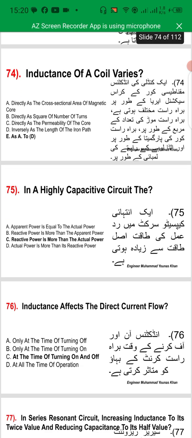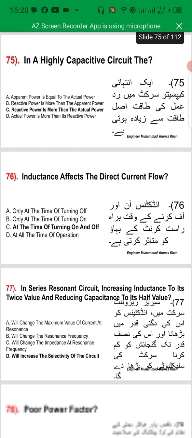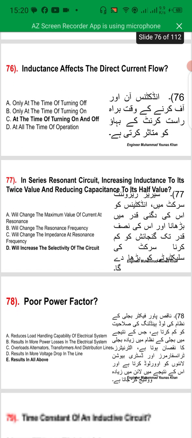Inductance of a coil varies directly as the cross-sectional area of the magnetic core, directly as the square of the number of turns, directly as the permeability of the core, and inversely as the length of the iron path. In a highly capacitive circuit, reactive power is more than the actual power.